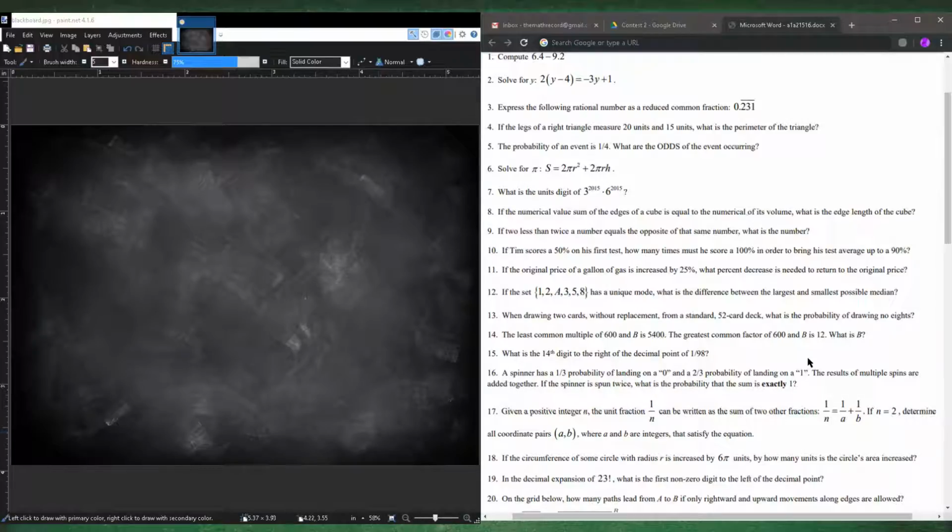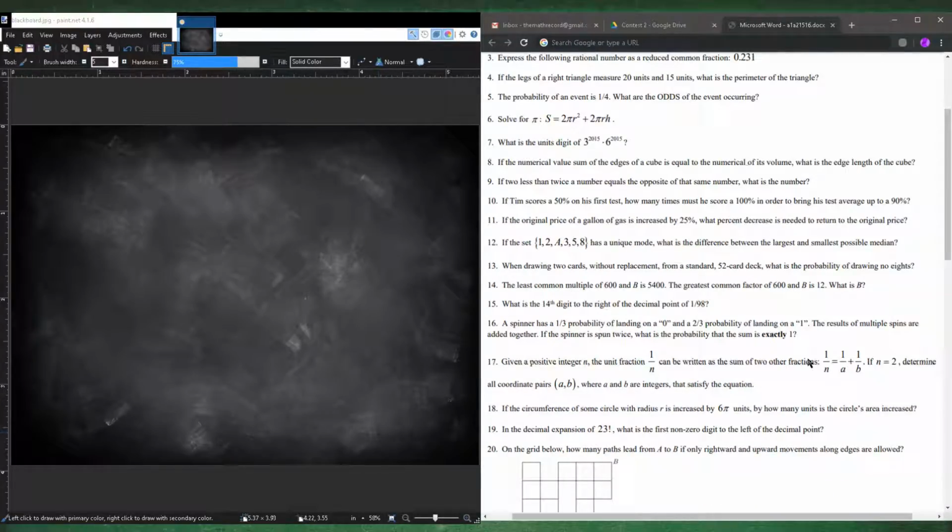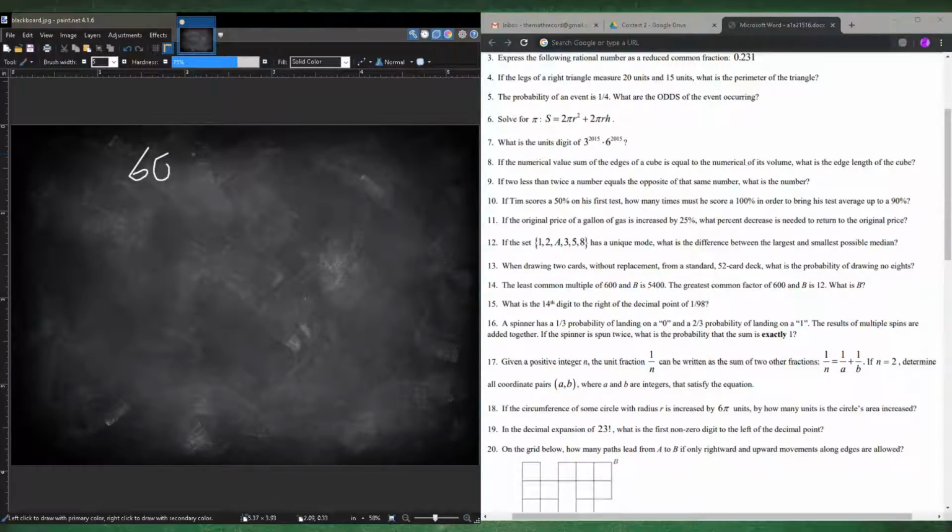Question 14. The least common multiple of 600 and b is 5,400. The greatest common factor of 600 and b is 12. What is b? Okay, so we have 600 and b. The LCM is 5,400, so just take 5,400 divided by 600. That should get you 9. So b is 9.